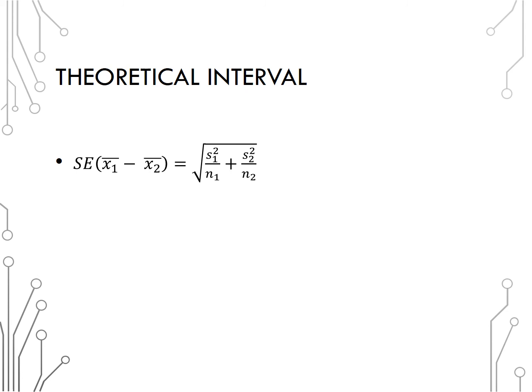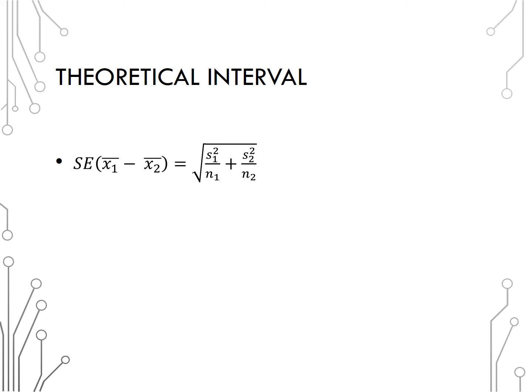For the theoretical interval, we no longer need to assume that mu 1 is equal to mu 2. But since that had no impact on our standard error, we're using that same formula: the standard error of the difference in sample means is equal to the square root of S1 squared over n1 plus S2 squared over n2. Be careful, your book made a few errors in writing this formula. The one presented here is the one you want to use.